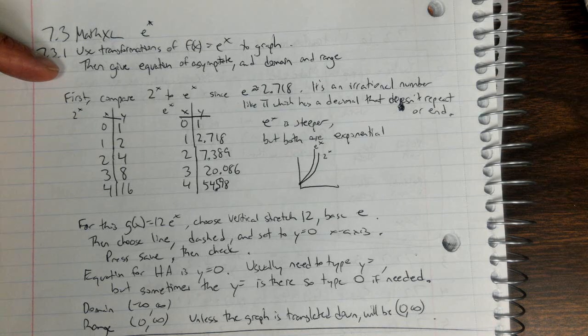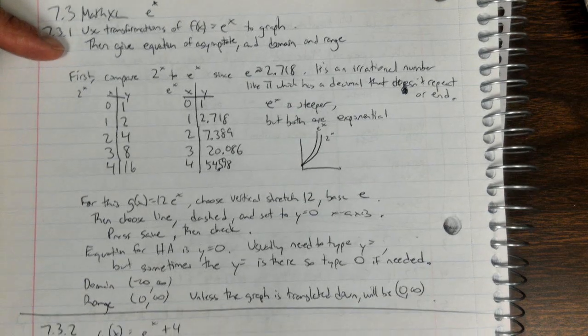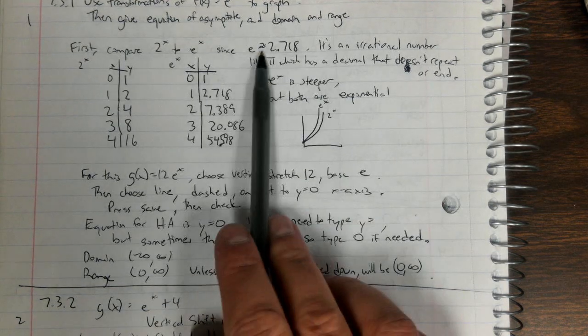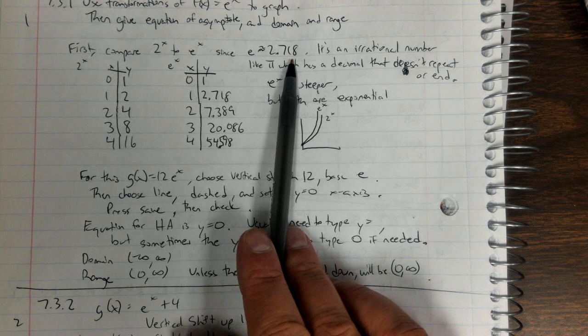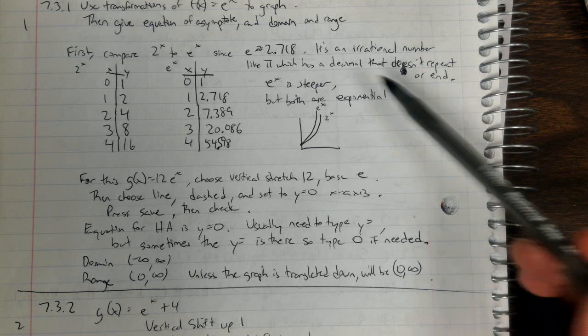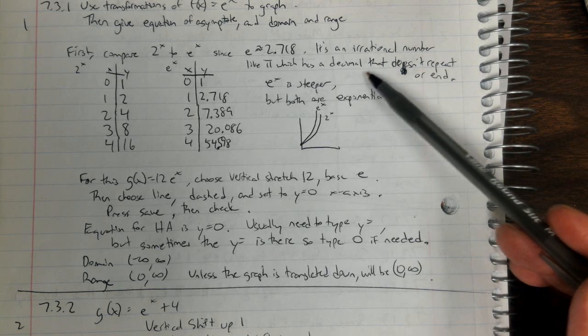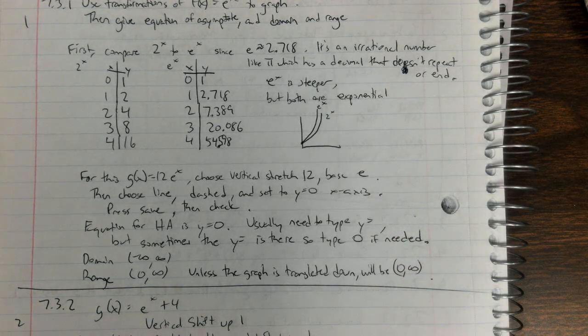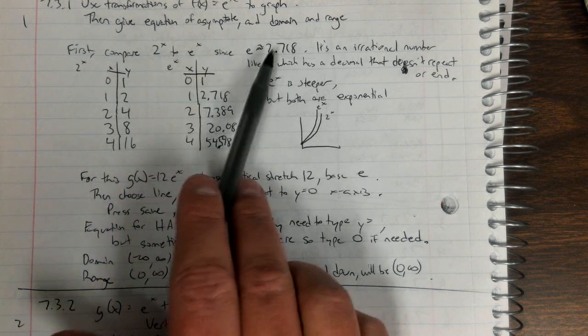So all that is very similar to what we just did before. Now, before that question, just as notes, I wanted to compare 2 to the x to e to the x, because e is about 2.718 as we've discussed before. Remember, it's an irrational number like pi, and it has a decimal that does not repeat or end. It keeps on going, so that's just rounded, just like we round pi to be 3.14 sometimes, and sometimes 3.14159.